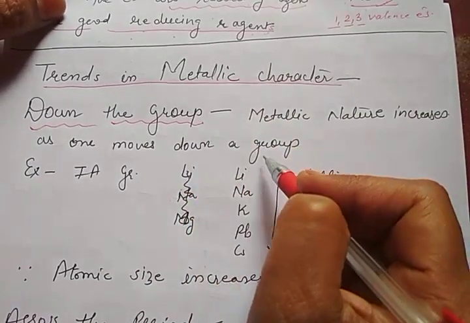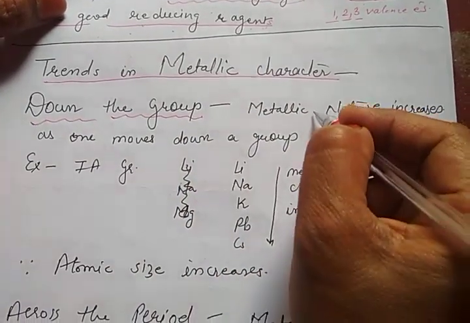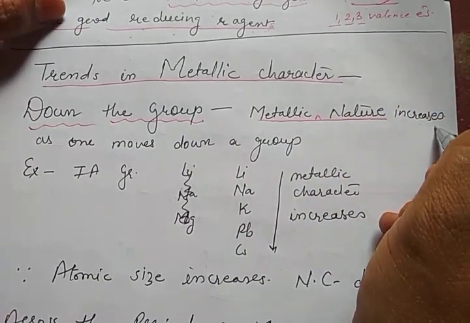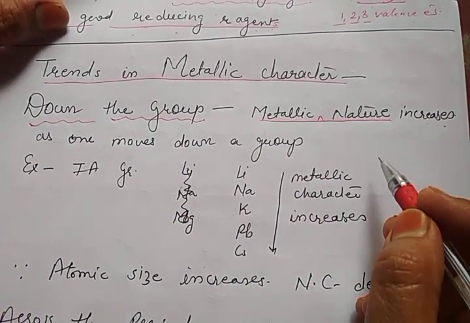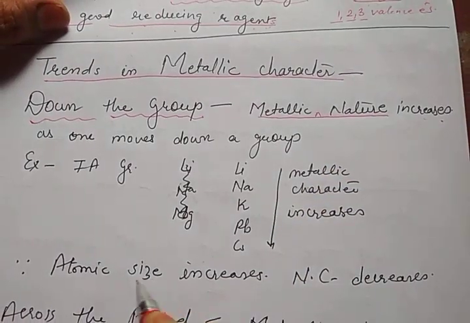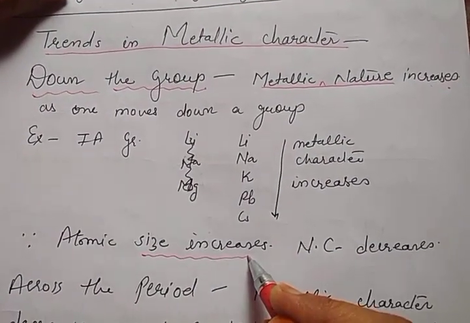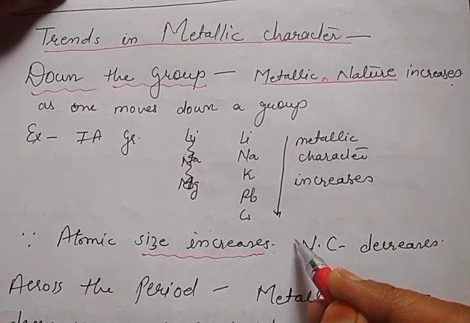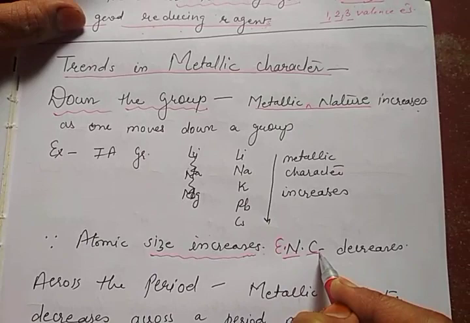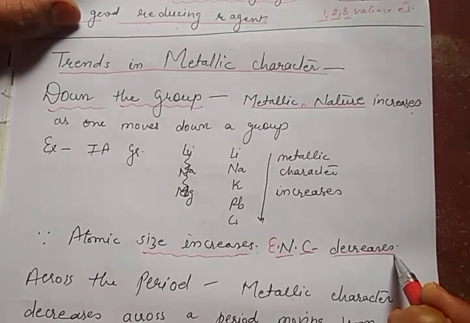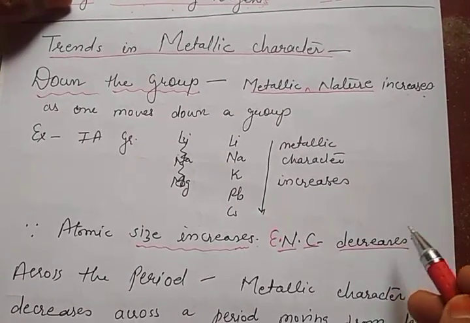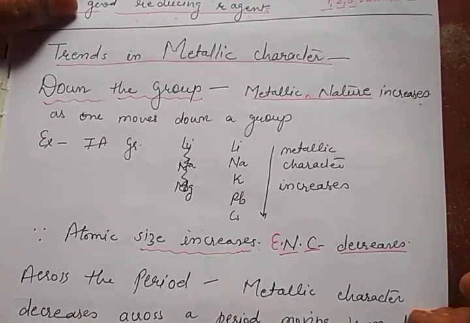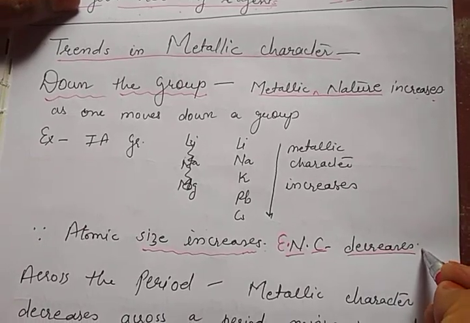When one moves down the group, metallic character increases, because as we move from top to bottom, atomic size increases due to the addition of new shells, and due to that effective nuclear charge decreases. Thus it is very easy for an element to donate the electron. The tendency of donating electrons increases, thus the metallic character also increases.